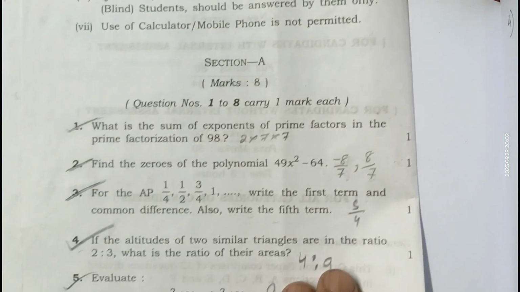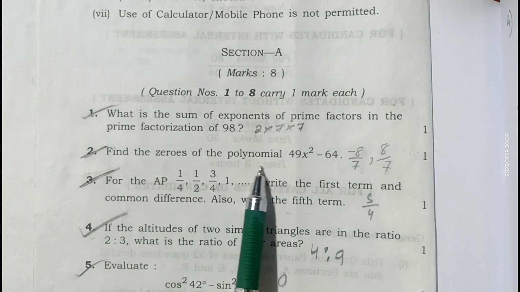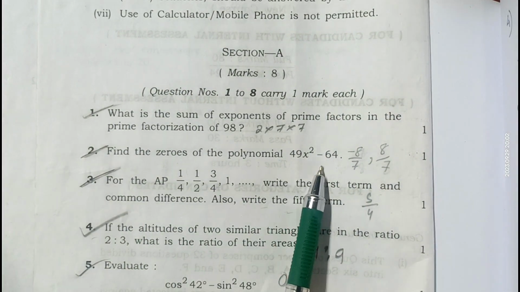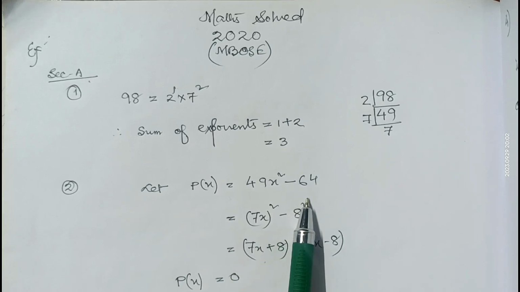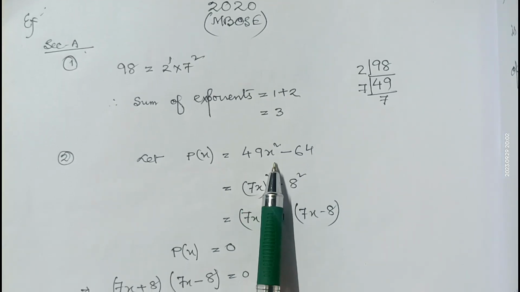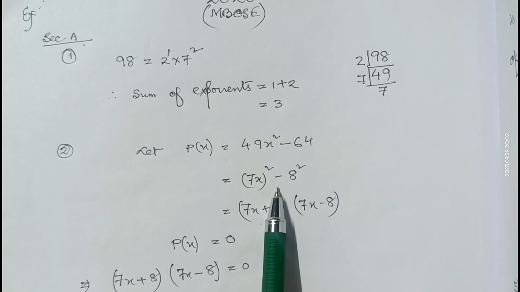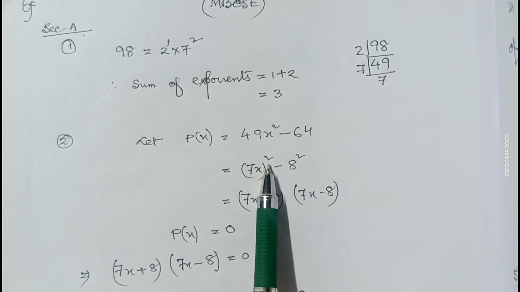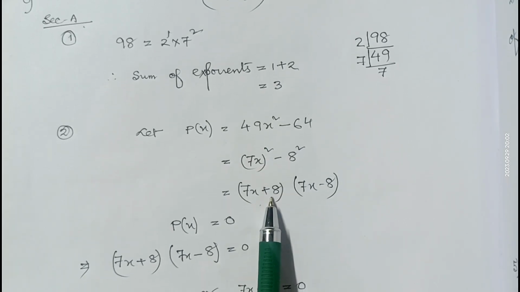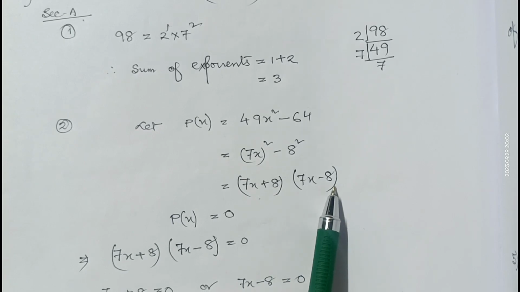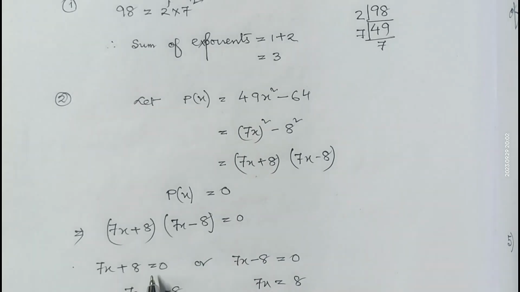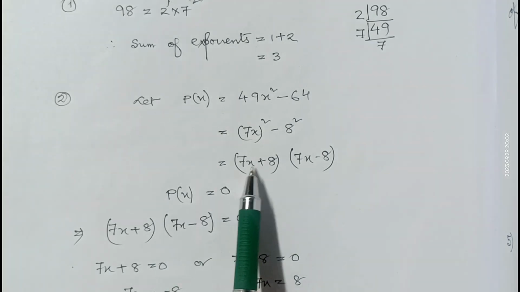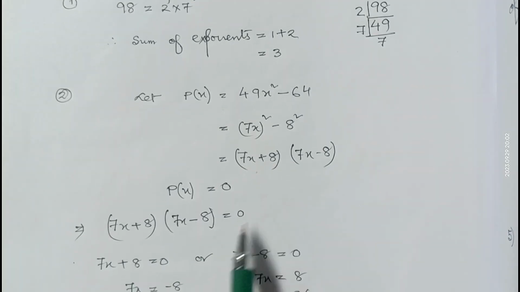In question number 2 it is given that find the zeros of the polynomial 49x square minus 64. Now here polynomial is 49x square minus 64. 49x square can be written as 7x whole square minus 8 square. It is a square minus b square, which will give a plus b into a minus b. Now since we have to find the zeros of the polynomial, we can write p(x) equal to 0. p(x) is 7x plus 8 into 7x minus 8.